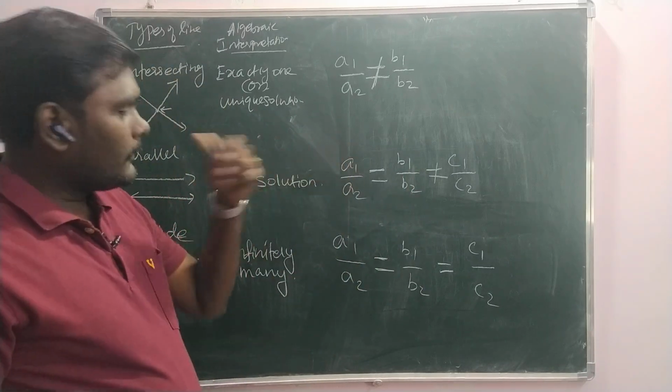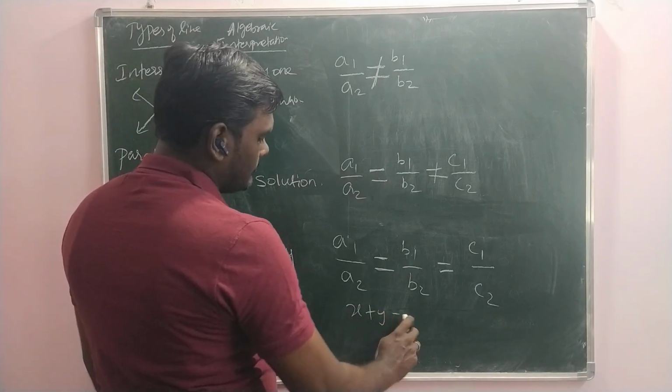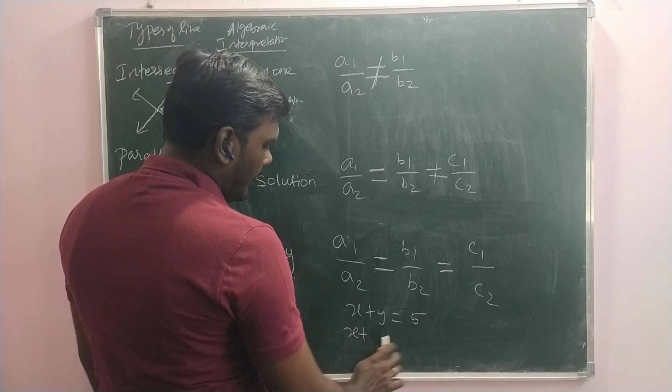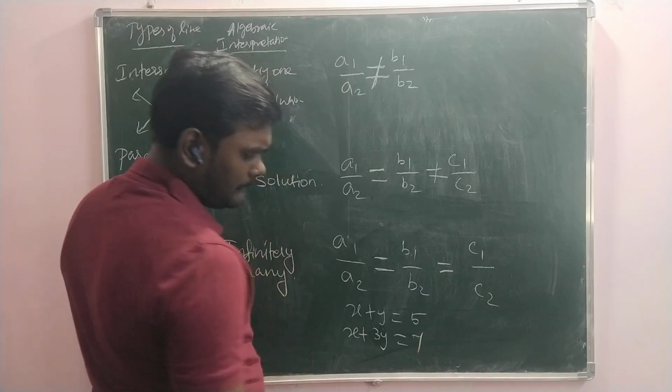Got it? So previously I gave one equation, you remember, that is x + y = 5, x + 3y = 7, I guess, is it?